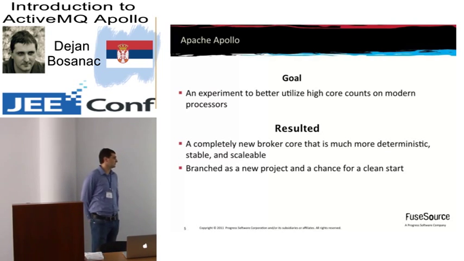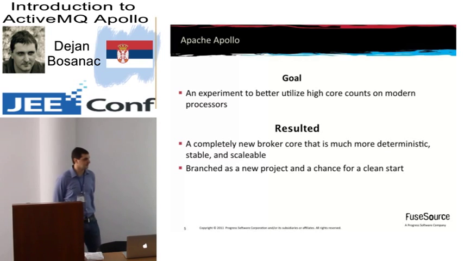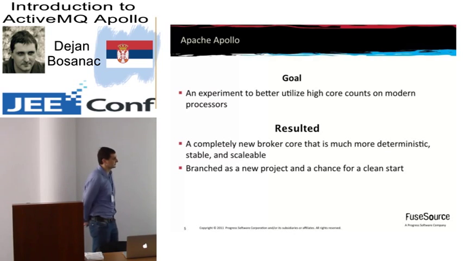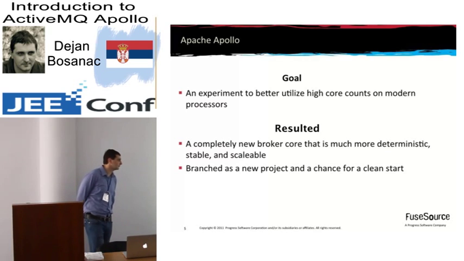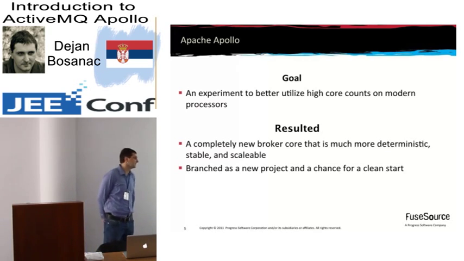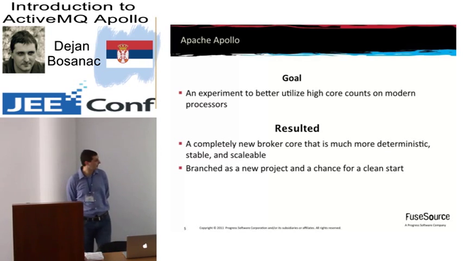The ActiveMQ 5 branch is highly used by large organizations, a lot of customers. So making an experiment on a project that has some great maturity in it wasn't feasible. So we started experimenting on the side, which finally resulted in a new broker core which has a completely different architecture from what we have in ActiveMQ 5.